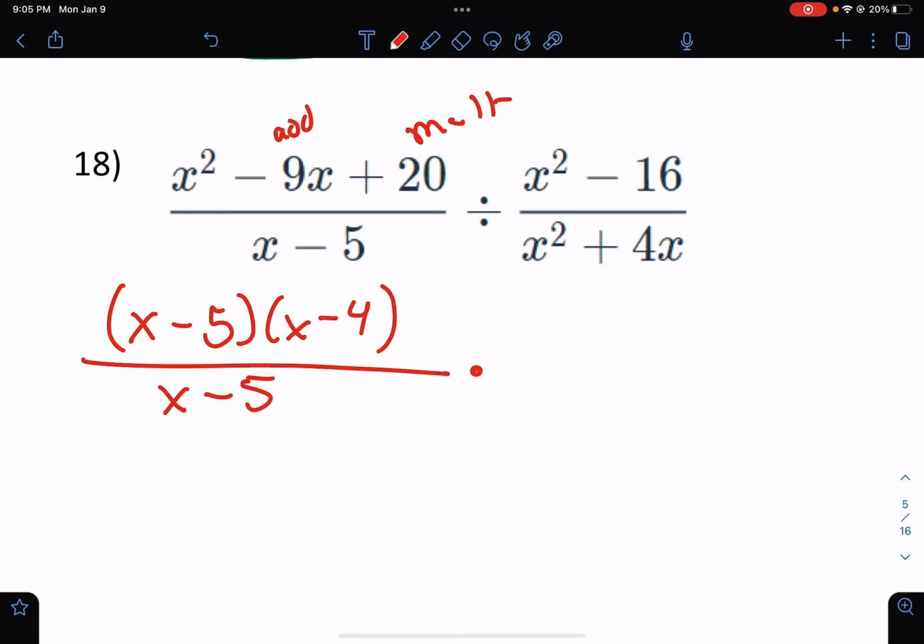Then I can go ahead, change this to multiplication, and flip. So I'm going to now put this bottom guy on top. So if I look at this bottom guy, I have a GCF of x. So I'm going to take an x out.